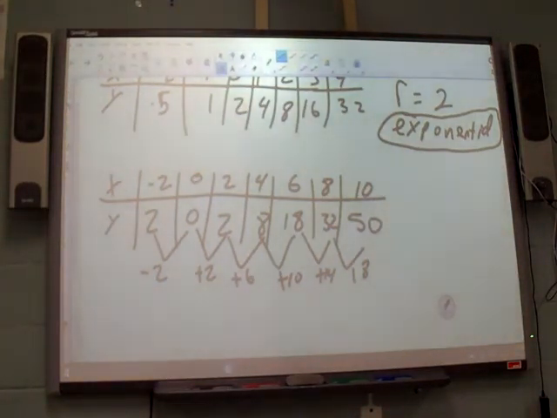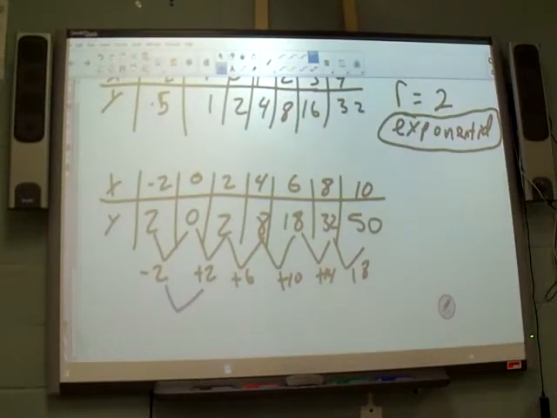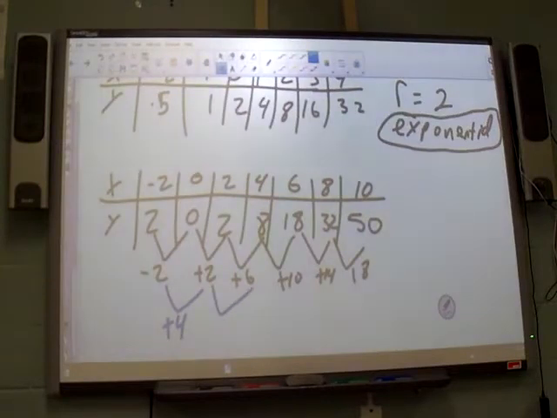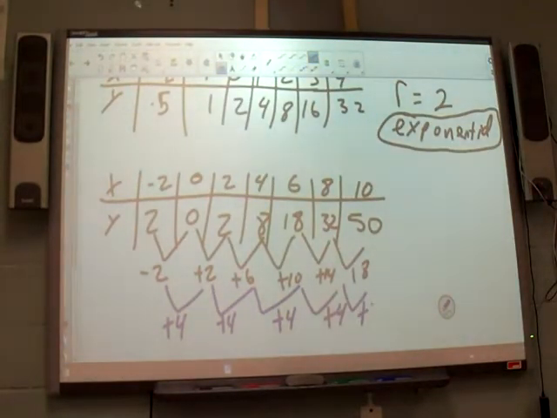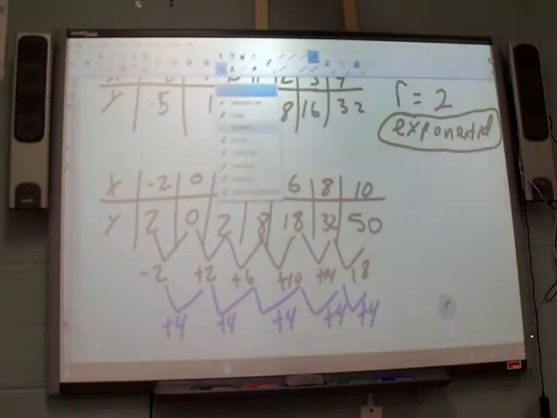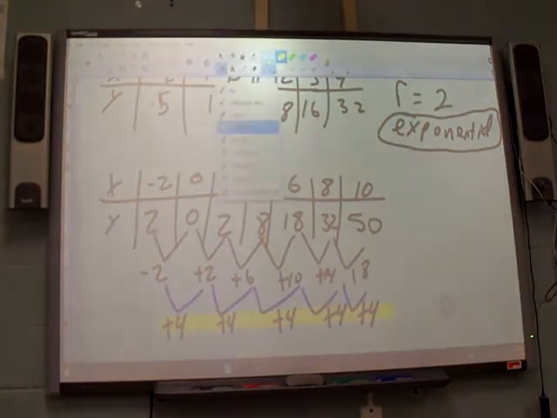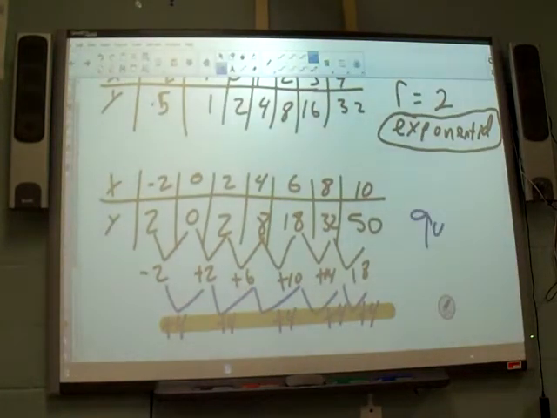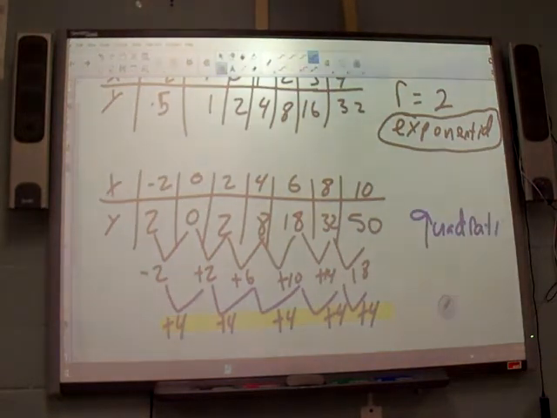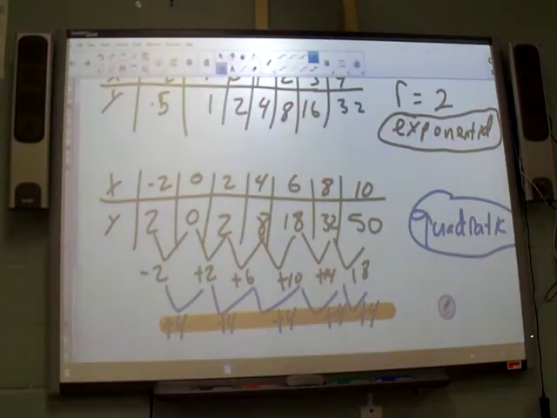So quadratic, I said you need to check your second level. So what we're going to do now is that same thing, but on these numbers. From negative 2 to 2, if I'm counting on the number line, I would go up 4. From 2 to 6, up 4. From 6 to 10, up 4. From 10 to 14, up 4. And from 14 to 18, up 4. So since my second level was the same, that's what makes this function quadratic. Okay?